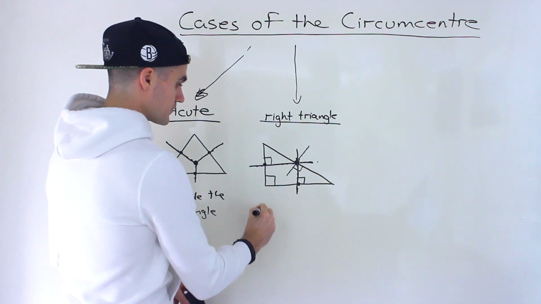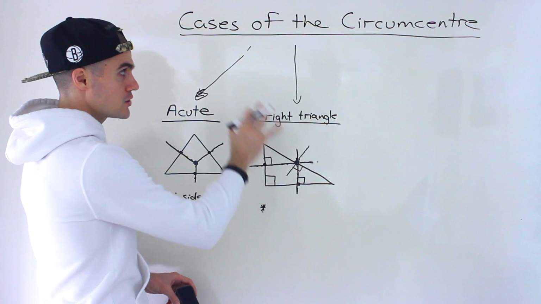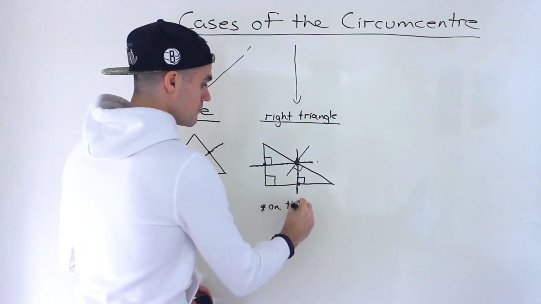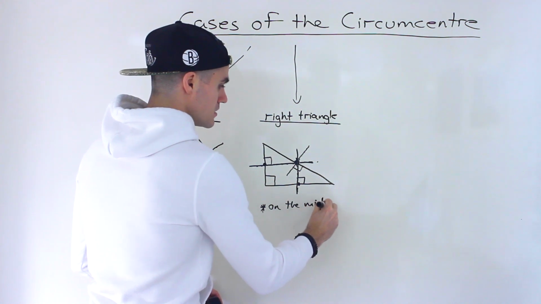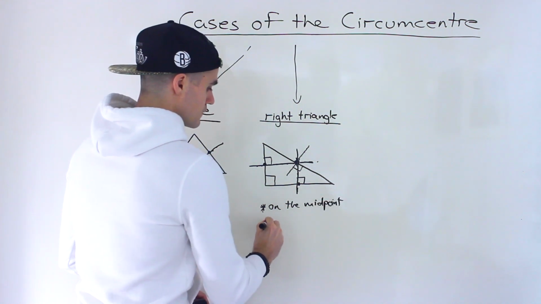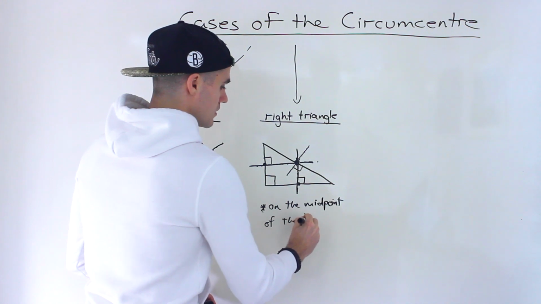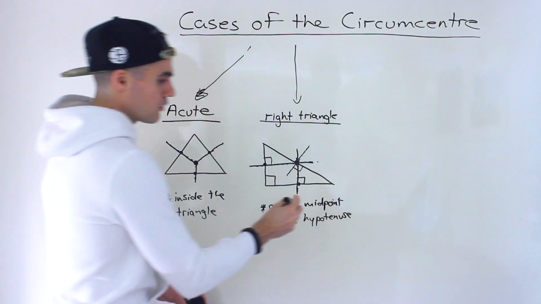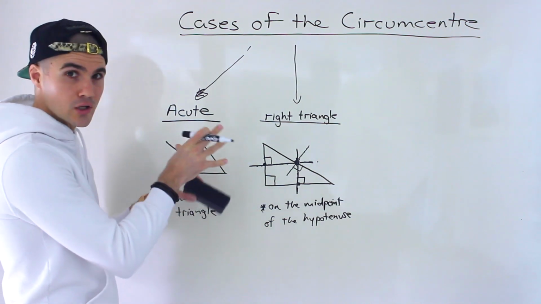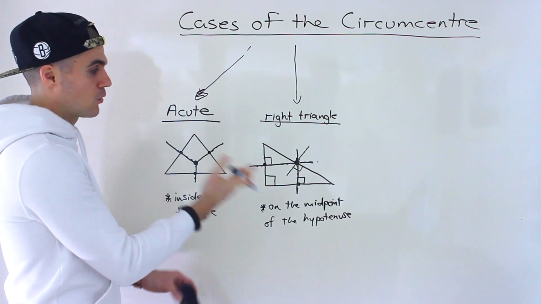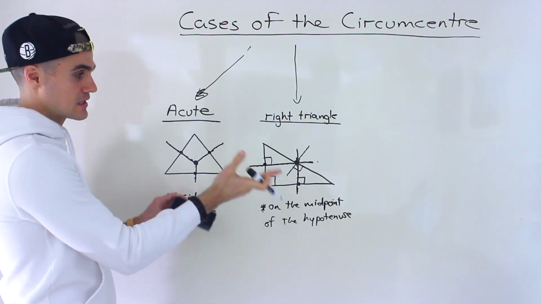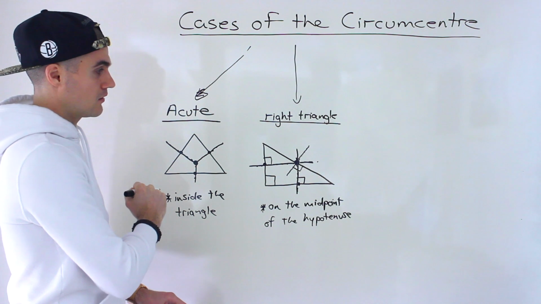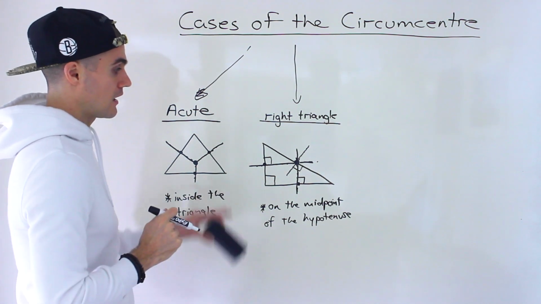So if you're dealing with a right triangle, the circumcenter is going to be on the midpoint of the hypotenuse. And as I mentioned, we're going to go through a future video where we go into that in more depth. We're going to deal with actual coordinates, and then we're going to confirm that the circumcenter is actually going to be there. But just in general, that's what happens.